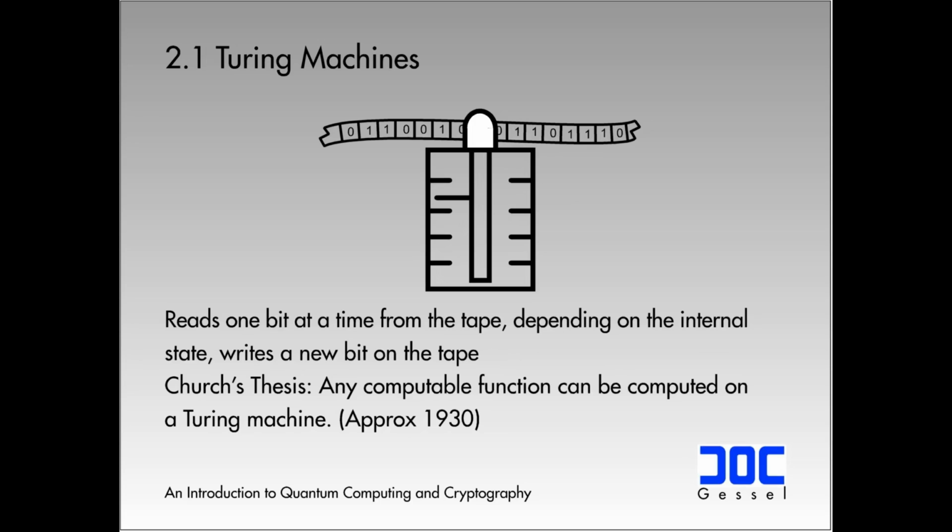Anyway, so from this machine, simple as it might seem, somebody named Church in about 1930 said that any computable function can be completed on a Turing machine, which is a pretty significant statement. Anything that you can compute can be done with these simple steps. Now, that's preparatory. You'll see where that fits in a little bit later.